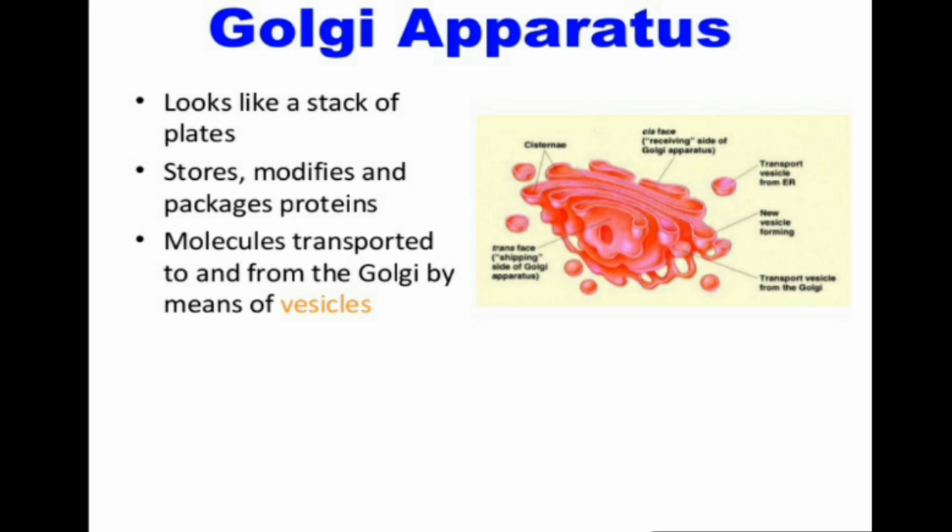The Golgi apparatus is a structure which resembles a stack of plates and is lying very close to the endoplasmic reticulum. It accepts materials from the endoplasmic reticulum, stores, modifies them and packages them into protein. It is by small vesicles that the molecules are transported into and out of the Golgi apparatus.